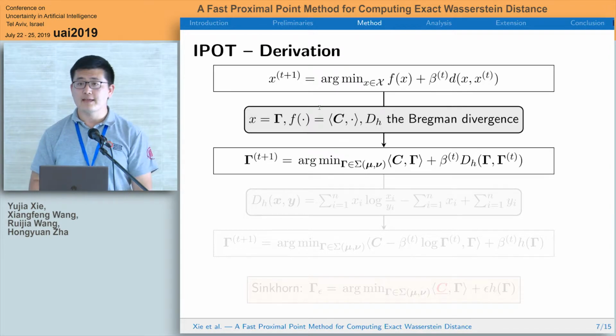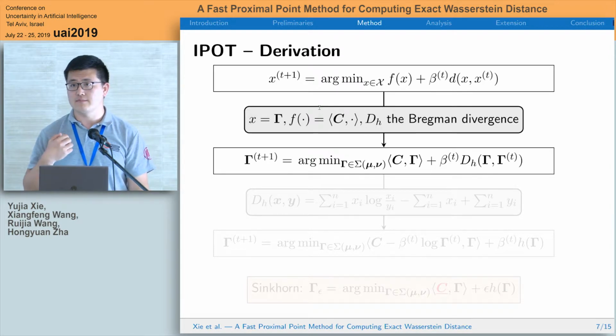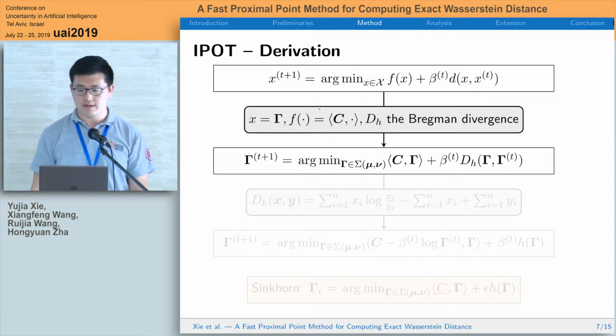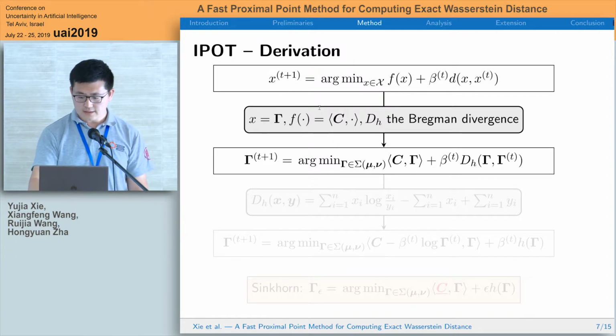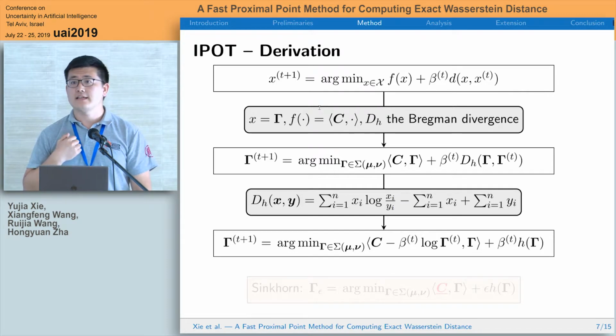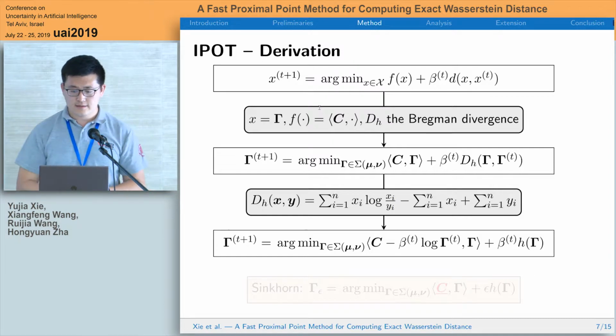So at the beginning, we directly apply the proximal point method to the original linear programming problem, but based on the Bregman divergence, the Bregman distance, not the Euclidean distance. Recall the definition of the Bregman divergence, and also we do some reformulation. We can transfer the subproblem iteration of the proximal point method to this form.